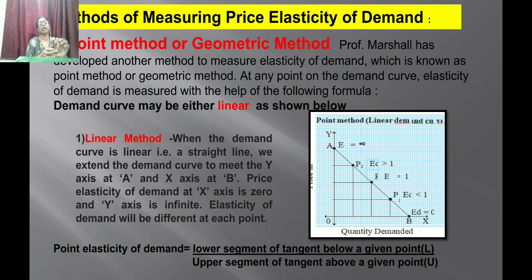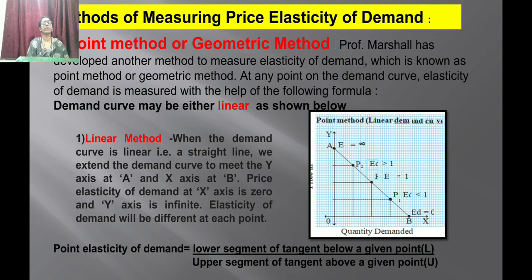You have to see the lower segment of the tangent below the given point, and the upper segment. So for the point you are taking, first take its lower segment and then divide it by the upper segment, and accordingly you can measure elasticity. Got it? So this formula you have to take, and you can give any number. We are assuming the textbook page number 32, which we assumed as 8 centimeter. So we got 2 upon 6, which is 0.33. 0.33 is less than 1. So the elasticity of demand is less than 1.